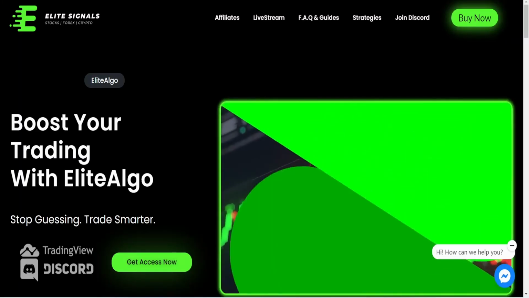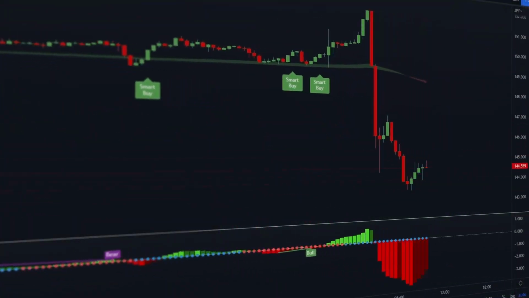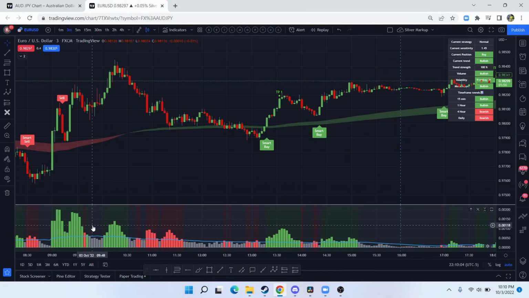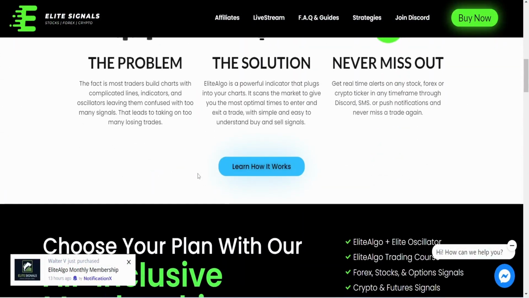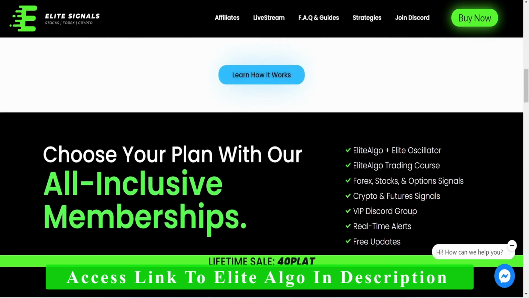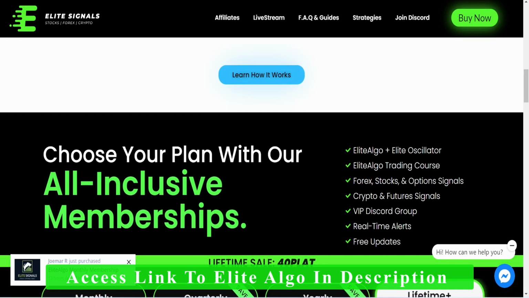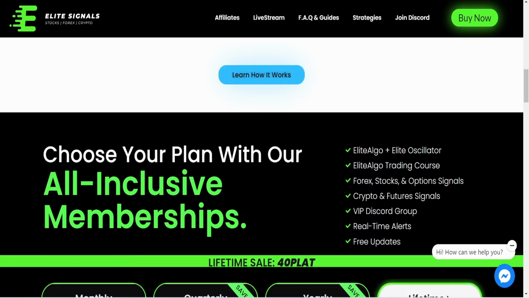So Elite Algo is a full comprehensive system with multiple different layers that help traders see the markets without having to second guess what's going on in the market. Now, this is the Elite Algo website, and I'll have a link to it in the description below. It trades all types of markets. It trades crypto, Forex, and options. You could do futures on it. I trade commodities on it as well.